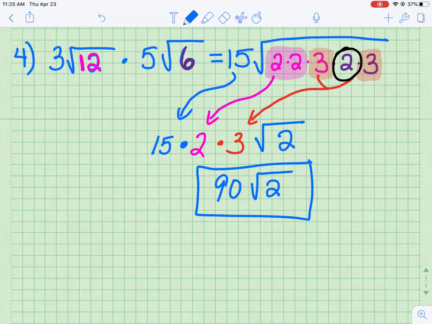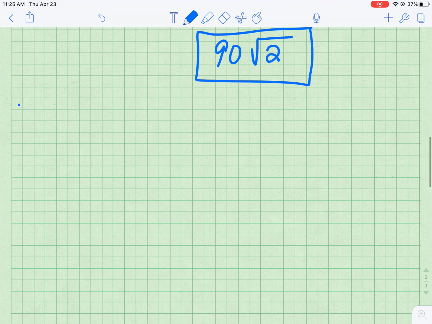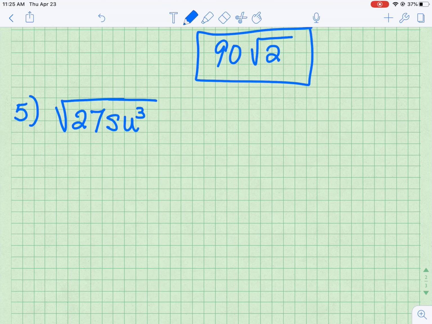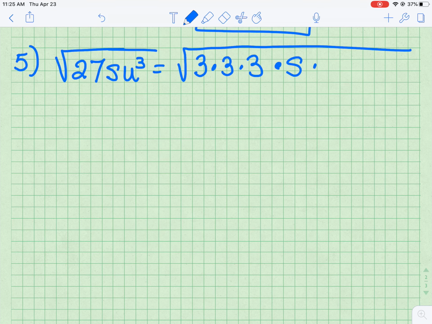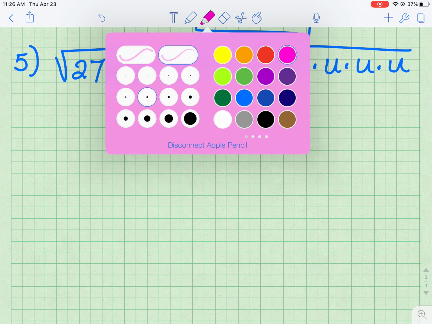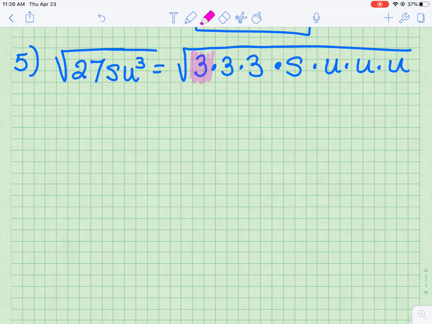Okay? Number 5. Number 5 is the square root of 27. And under that square root is also an s and a u to the third. Okay, so I'm going to prime factor all of those. 27 is 3 times 3 times 3. S to the first is just s, and u to the third is u times u times u. Okay, I'm going to go through and look for some partners here. All right, first partners I see are my 3's. So I have a set of 3's that can come out.